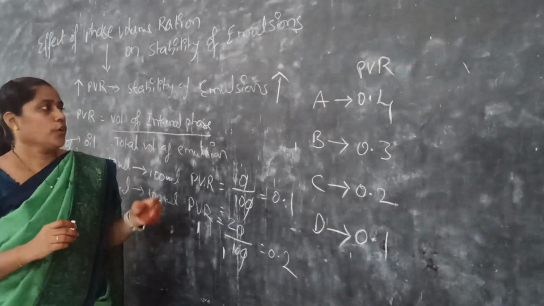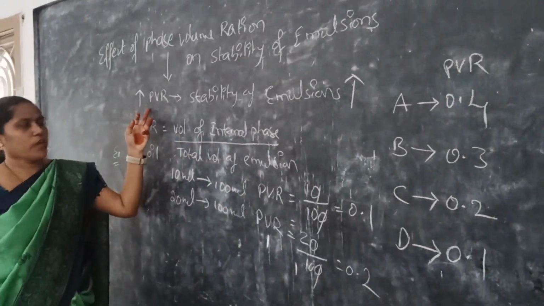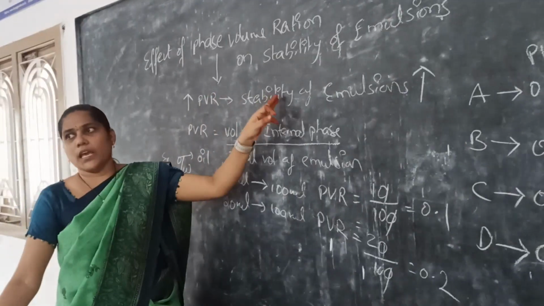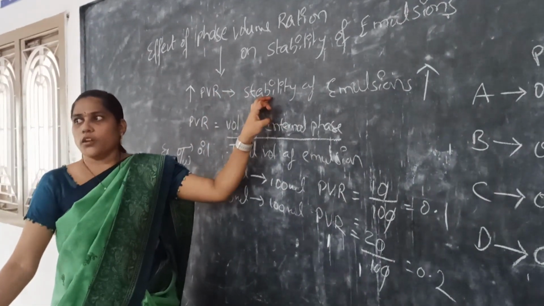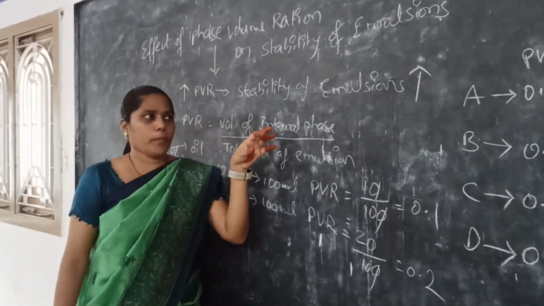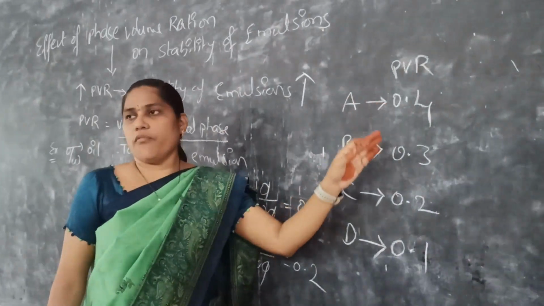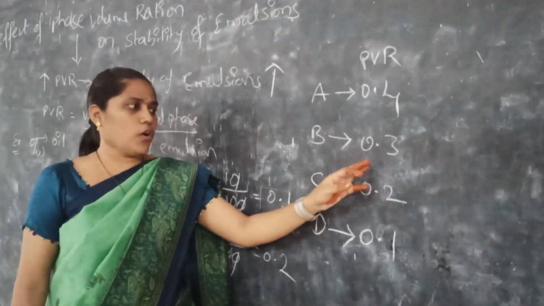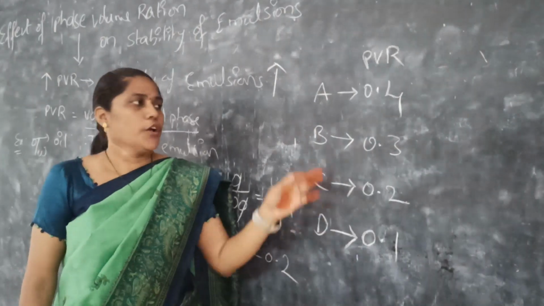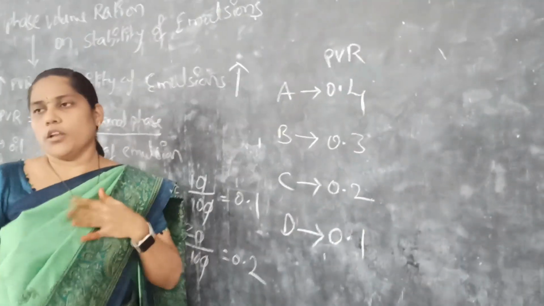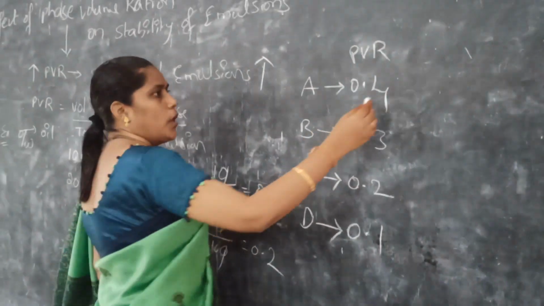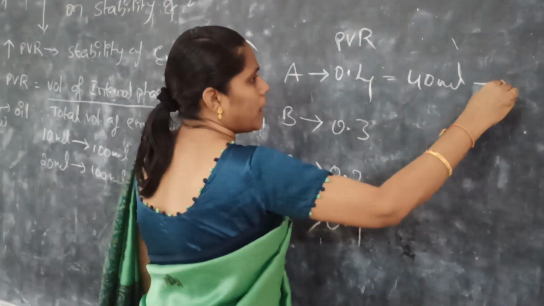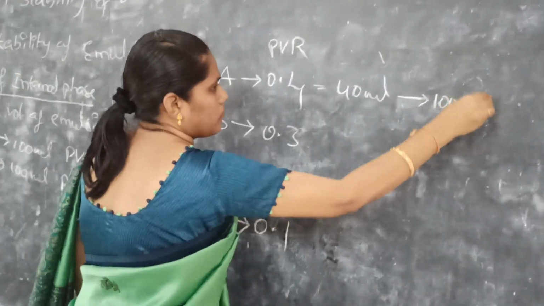To know the effect of phase volume ratio, we know that whenever the phase volume ratio is high, stability is high. To prove that, we have to prepare the emulsions with different phase volume ratios. 4 different emulsions need 4 different phase volume ratios. For the first emulsion, 0.4 phase volume ratio, we have to take 40 ml of oil and make the emulsion 100 ml.